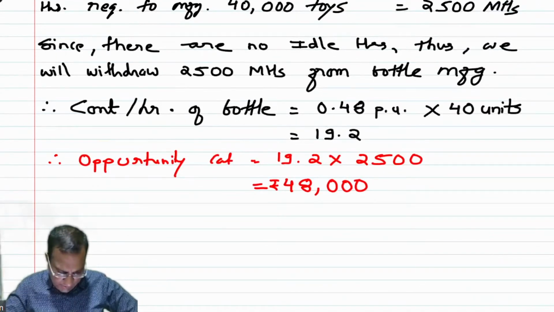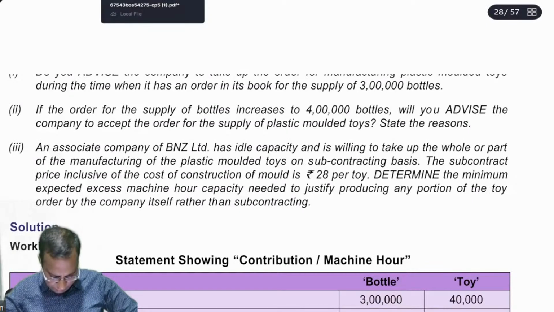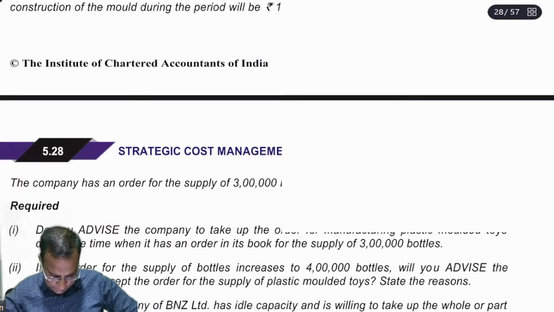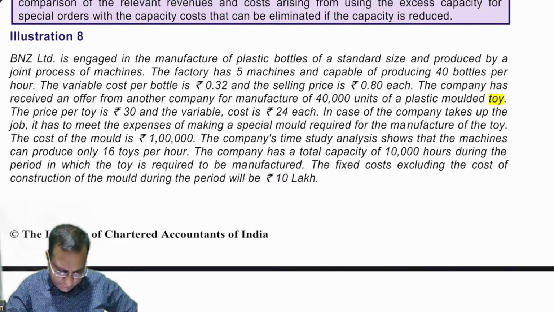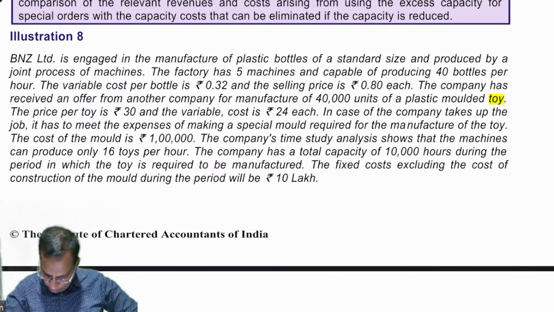Whether we are going right now, beta? 48,000, it's 4 like 80,000. Just a minute. 30 paise, 32 paise. Right, beta, absolutely right. Opportunity cost will be 48,000.